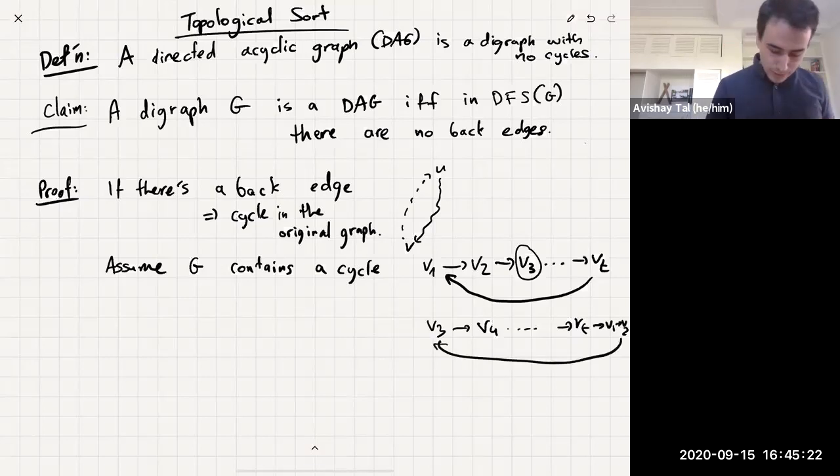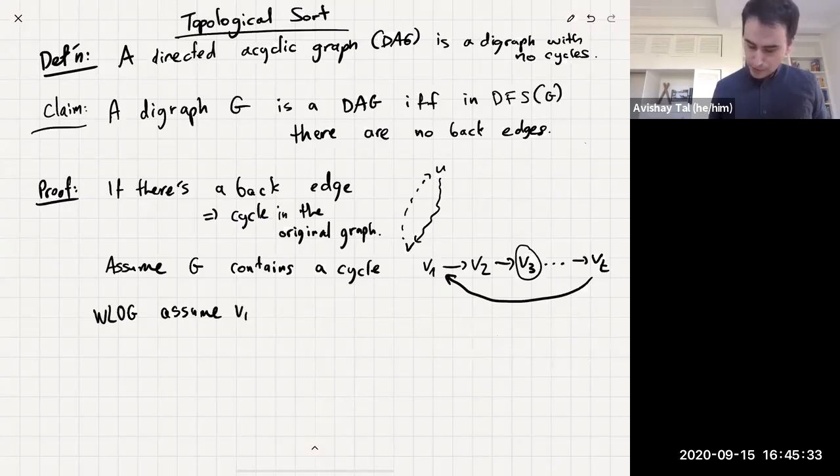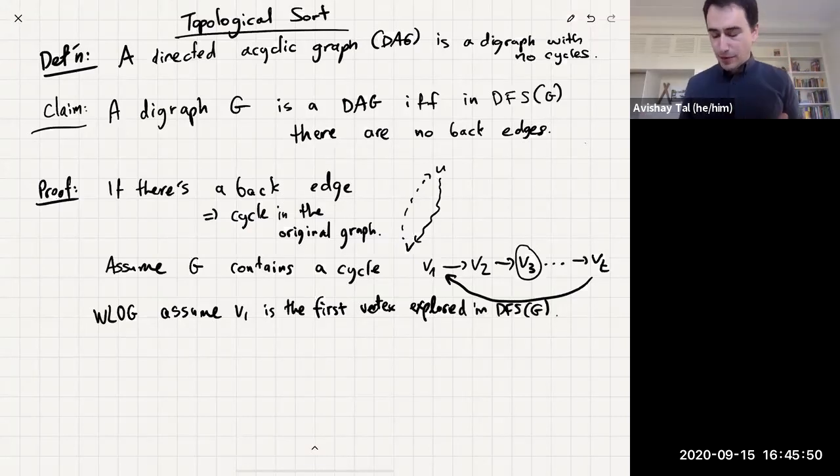So just to keep things simple, let's assume without loss of generality that V1 is the first vertex that is explored in the DFS. Now notice the DFS doesn't necessarily follow this path. It may go in other paths, right? So it sort of creates a tree. It's not necessarily that all possible edges in the original graph would appear as tree edges. Nevertheless, there would be a certain point in time where the first vertex in this path would be explored, right? So let's assume that it's V1.